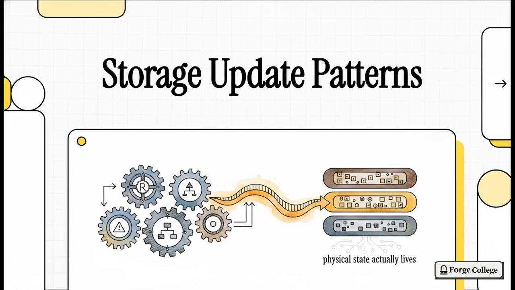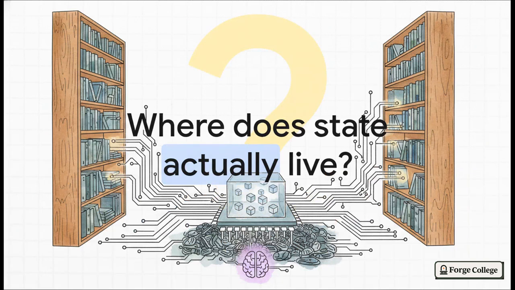In our last lesson, we tackled deterministic state transitions. Basically, the high-level rules of the execution game. But rules alone don't store data. So today, we're crossing that bridge from abstract code to the cold, hard, physical reality of where your state actually lives. It's a pretty fundamental question.